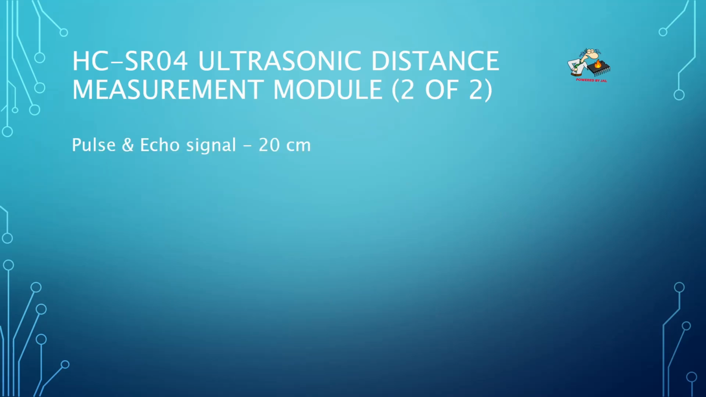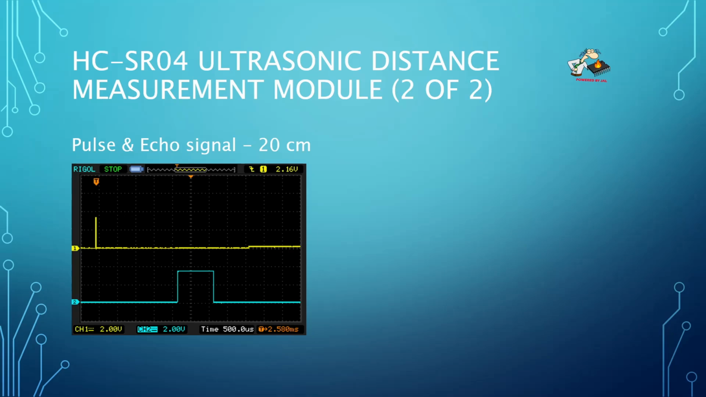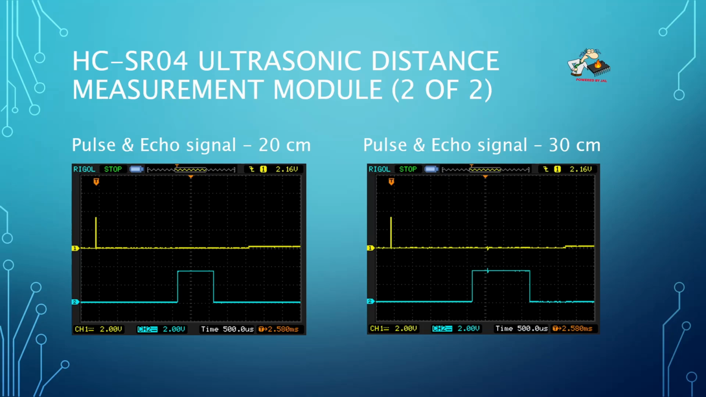So what does it look like? I have an example of a pulse and echo signal in a range of 20 centimeters, so an object 20 centimeters in front of the module. The yellow line is the pulse signal and the blue line is the echo signal, and the length of the echo signal determines the distance. For example, if you look at 30 centimeters, you see this: the trigger pulse is the same, but the echo signal is longer. And by measuring the length you can then determine the distance.